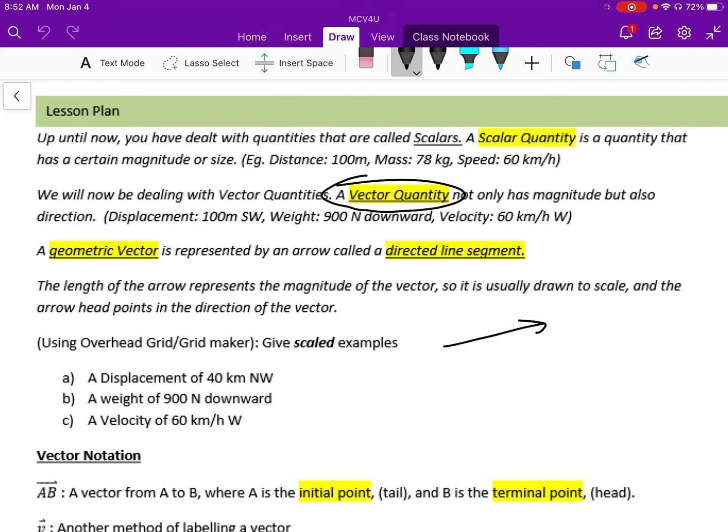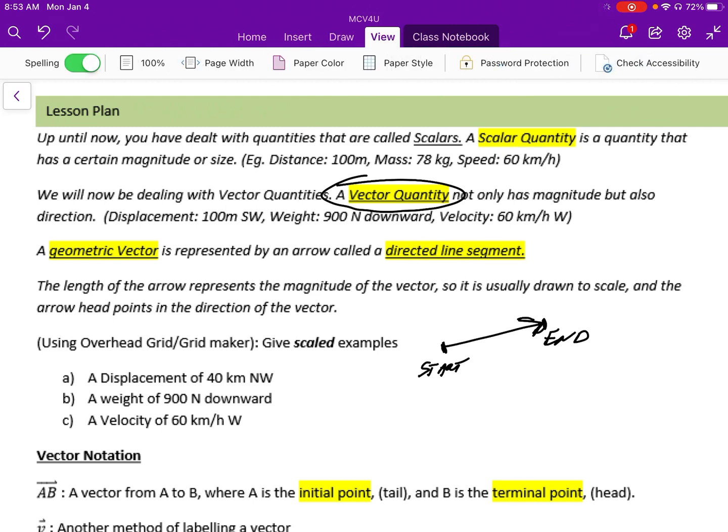We have a start and an end. It has a specific length, which represents the magnitude, and the arrowhead tells us the direction that we're going. We can start here and end here at a specific magnitude. When we write these down, that's why we need rulers or grid paper, so that you can have a specific scaled example.